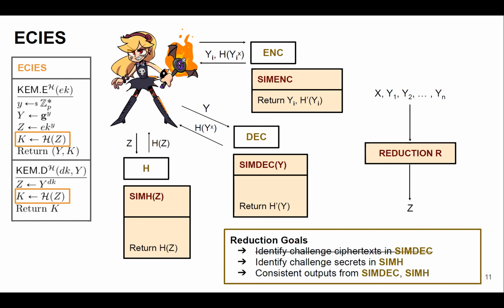If we recall the goals of our reduction from earlier, we see that in this reduction, we do not need to remember challenge ciphertext key pairs anymore. However, this reduction fails to identify challenge secrets in the simulated random oracle, and it also fails to maintain consistency of outputs between the simulated random oracle and SIMDEC.